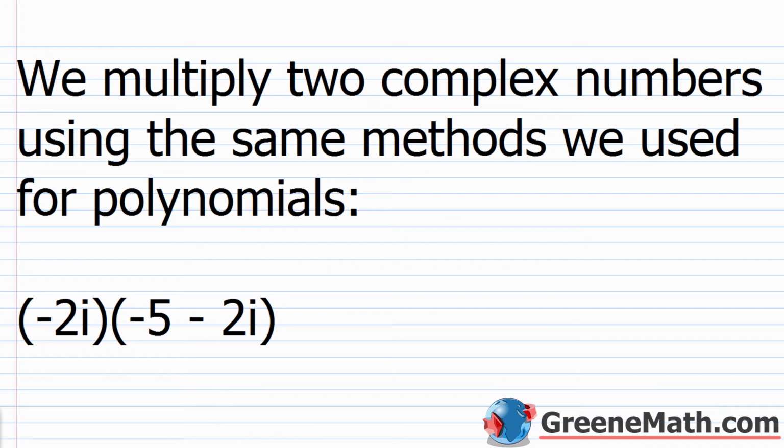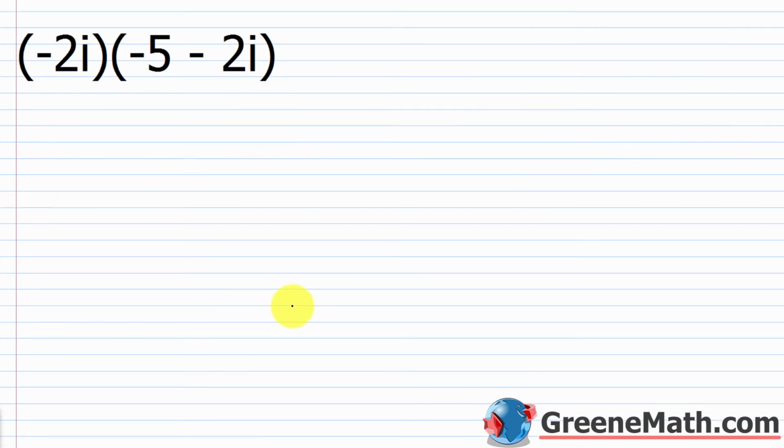All right, now let's talk about multiplying two complex numbers together. And we basically use the same methods we would use for polynomials. So if we had a single-term polynomial or a monomial multiplied by a two-term polynomial or a binomial, what would we do? We just use our distributive property.